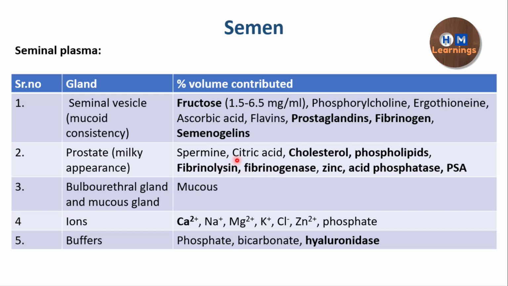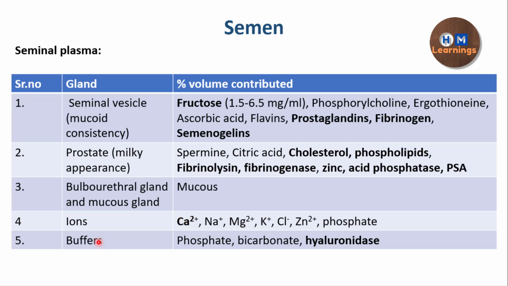Then the prostate is giving a milky appearance to the semen. In that you remember citric acid, cholesterol, phospholipids, fibrinolysin, zinc, acid phosphatase and prostate specific antigen. Then the bulbourethral gland and mucus glands are majorly producing the mucus for the purpose of lubrication. Ions, calcium is very important. This is the one which is going to increase the motility of the sperm.